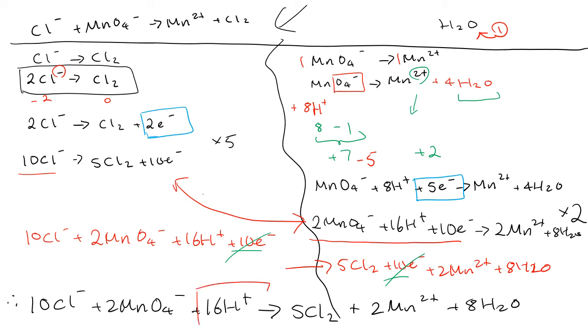If it wasn't in acidic conditions, you wouldn't add hydrogen ions, but you would add hydroxide ions, just OH⁻. But that's for another video.